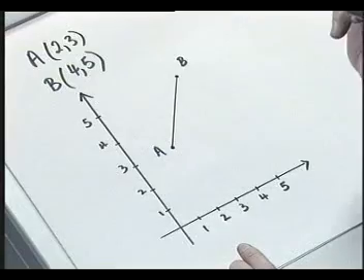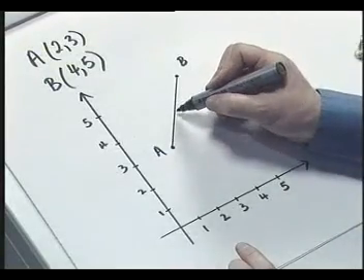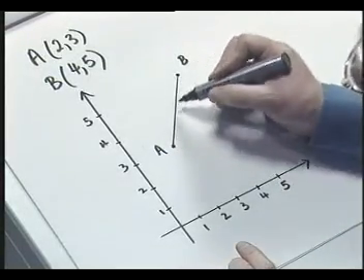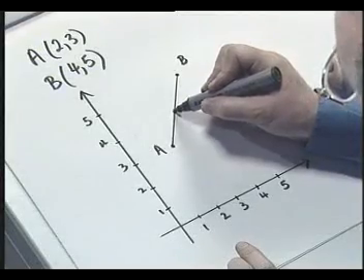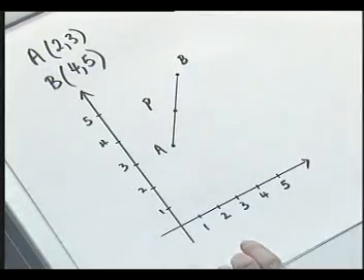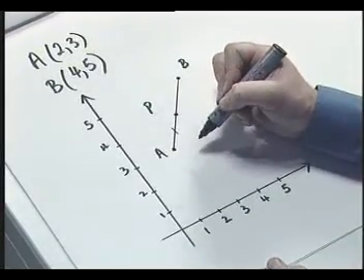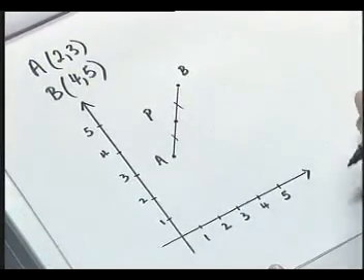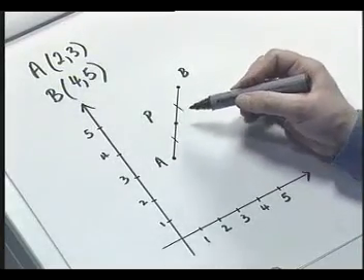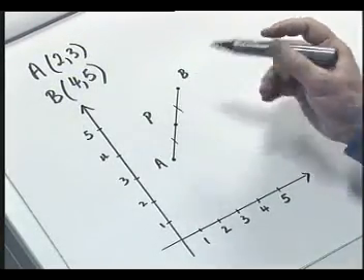We're interested in the point which is the midpoint of this line. So let's pop that on there, and let's call it point P. And because it's the midpoint of the line, we know that this length must be the same as this length. AP is the same length as PB.